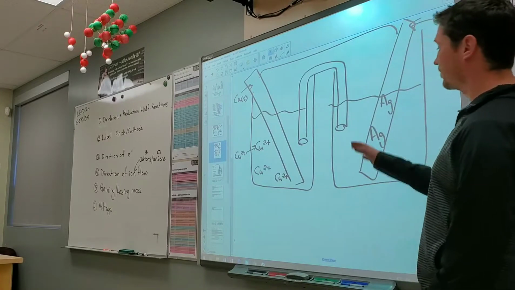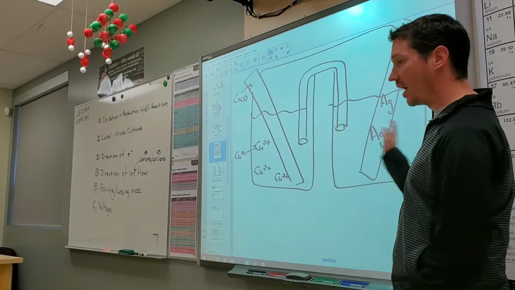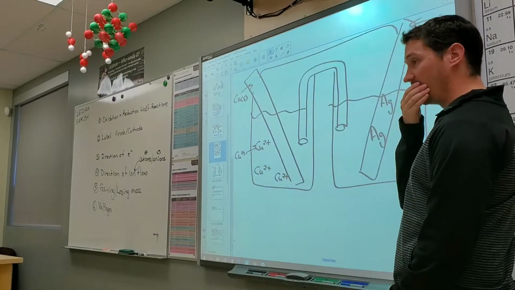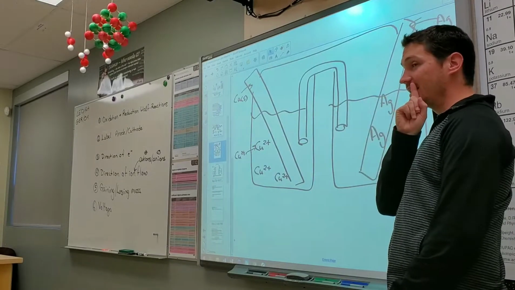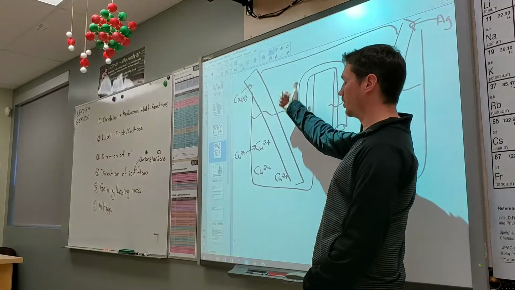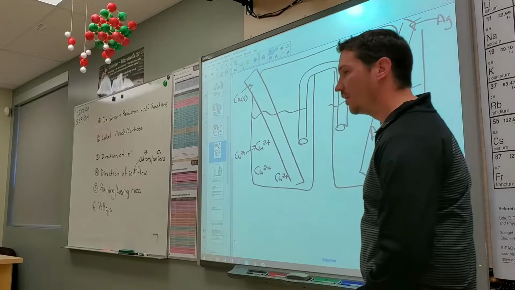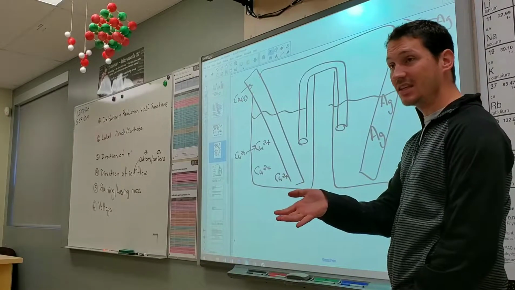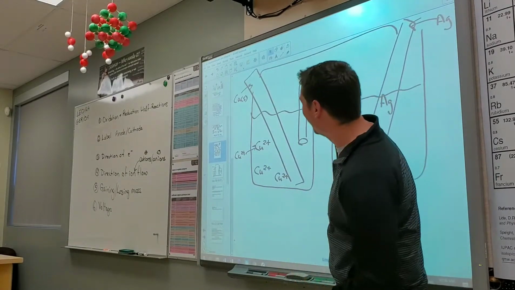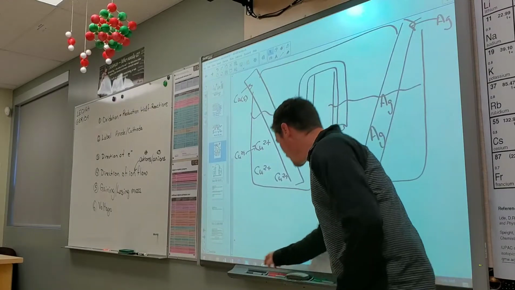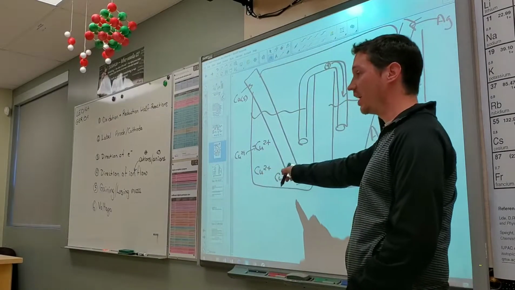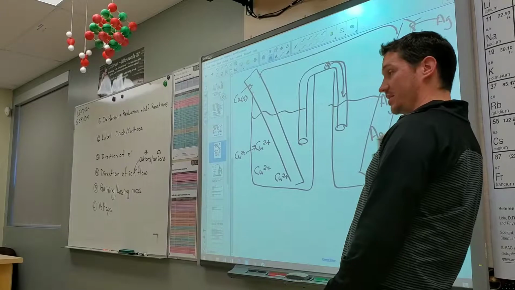What I want to know is, where do we have more positive ions? Do we have more positive ions over here, or do we have more positive ions over here? On the left-hand side. So what that means is, where are the positive ions going to be forced towards? Are they going to be forced towards the right side or the left side? Right. They're going to be forced towards the right side. Does that make sense? They're going to be repelled by these positive ions. So the cations are going to be repelled by those excess positive ions over there, and they're going to move towards the less positive side.